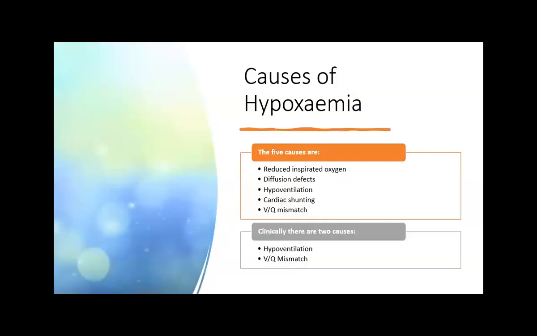So just to remind you, there are 5 causes of hypoxaemia: reduced inspiratory oxygen, diffusion defects, hyperventilation, cardiac shunting, and VQ mismatch. But really in clinical practice, there are only 2 causes, because unless you are practicing medicine on Mount Everest, the reduced FiO2 is not really going to impact. The same with diffusion defects, and cardiac shunting is really a topic all by itself. So for all intents and purposes, if you see a patient and the patient has got hypoxaemia, then it must be one of 2 causes, that being hyperventilation and VQ mismatch. So it's very easy to diagnose.